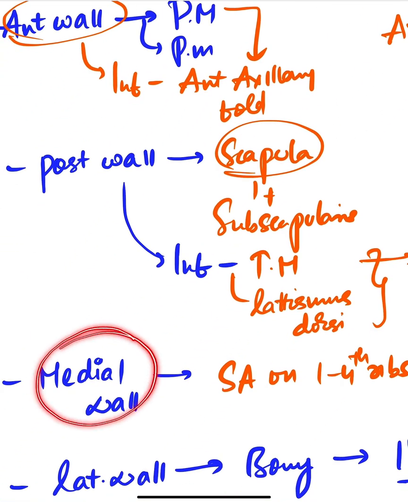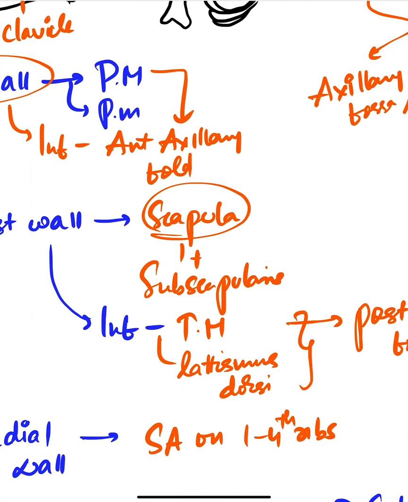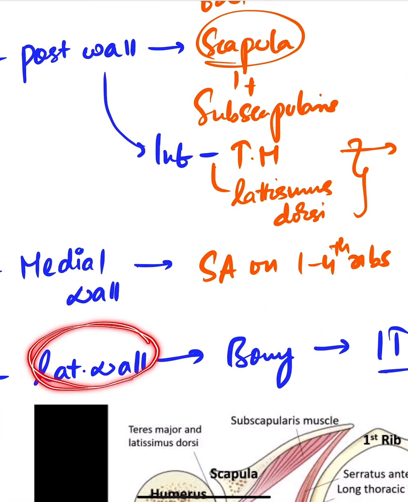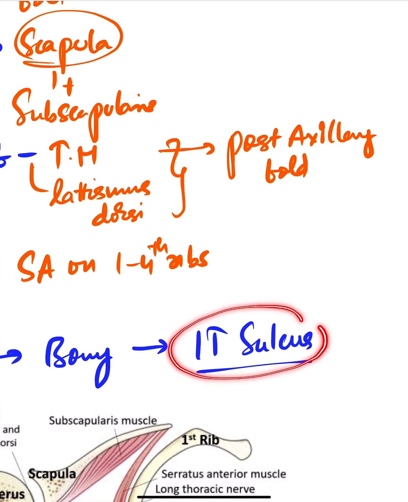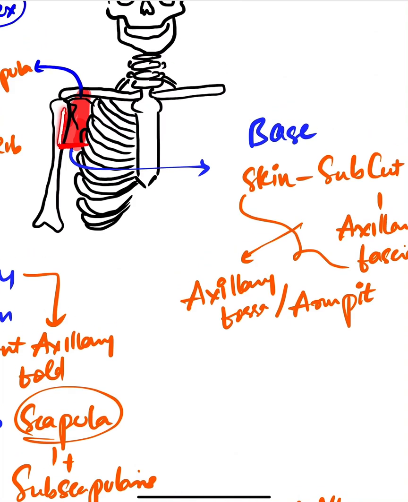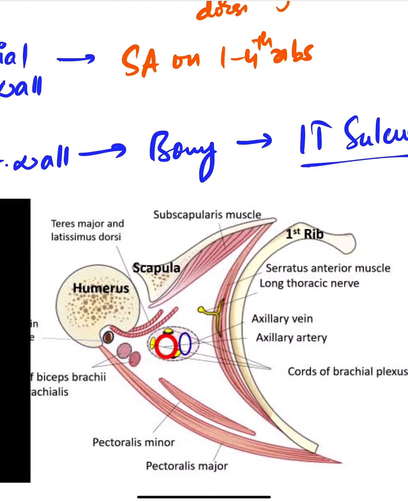Now coming to the medial wall. Which muscle can we see here, arising from the ribs like this? This is the serratus anterior muscle. The serratus anterior muscle on the 1 to 4 ribs forms the medial wall, and the lateral wall is actually bony. It is formed by the intertubercular sulcus or the bicipital groove of the humerus. This is the lateral boundary, which is bony. In the intertubercular sulcus or bicipital groove, you have many tendons. So these are the boundaries of the axilla.